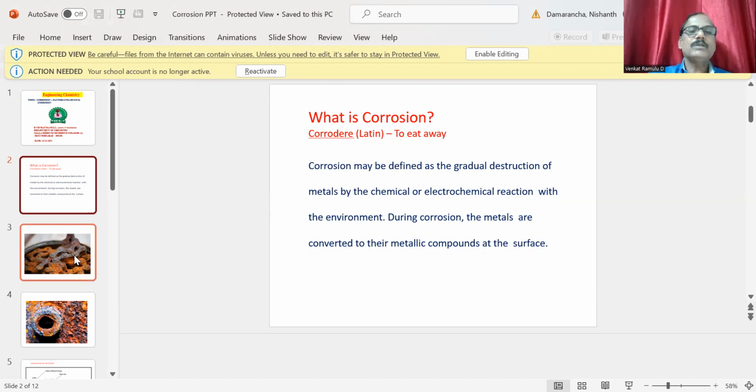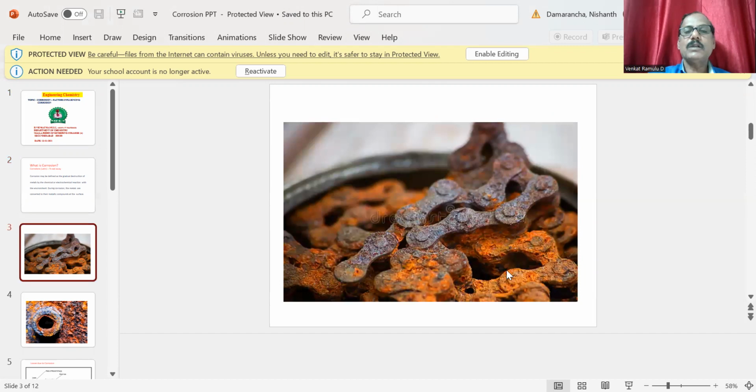And now let us see some images. This image is clearly showing the effect of corrosion on the metal surface. The metal surface is completely corroded here. Rust formation has taken place. So this is one type of problem for metals, and because of this problem, we are losing very valuable metallic material completely. So corrosion is an undesirable or unwanted process.